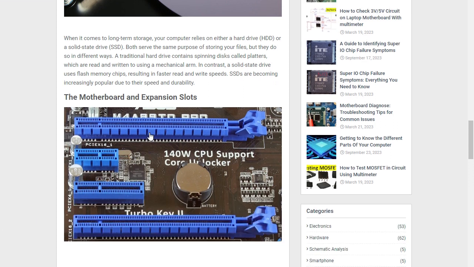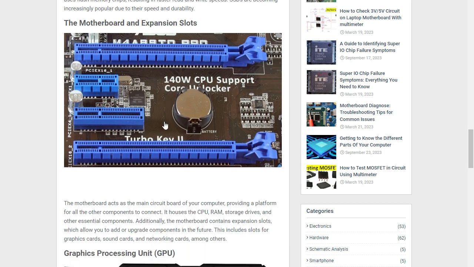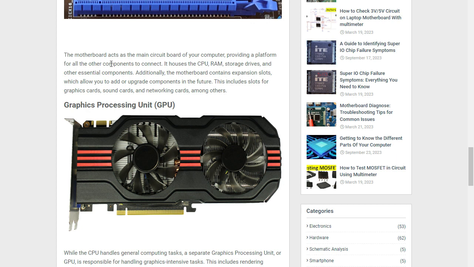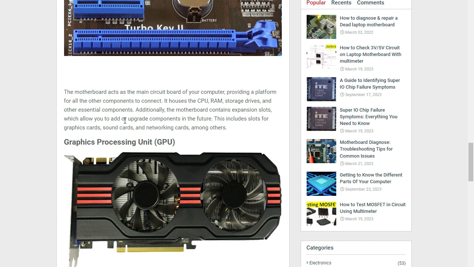Then we have the motherboard and expansion slots. Here you can find slots for a graphic card, for a USB card, for an Ethernet card, etc. The motherboard acts as the main circuit board of your computer, providing a platform for all the other components to connect. It houses the CPU, the RAM, storage drives, and other essential components. Additionally, the motherboard contains expansion slots, which allow you to add or upgrade components in the future. This includes slots for a graphic card like this one, sound cards, and networking cards.